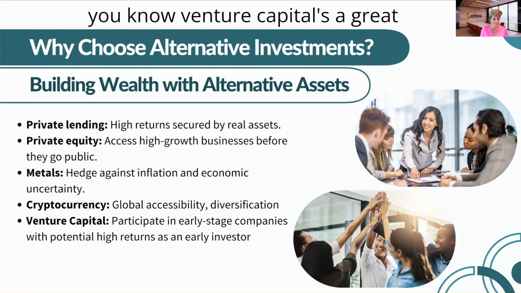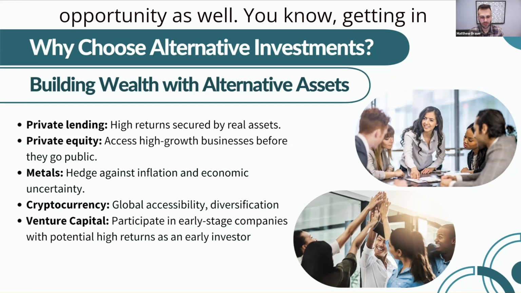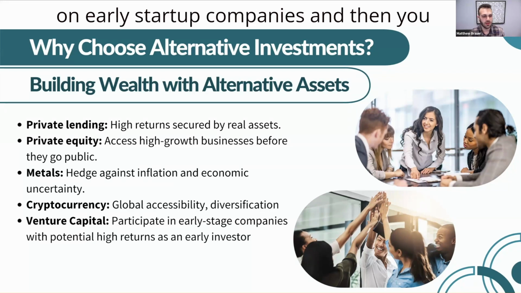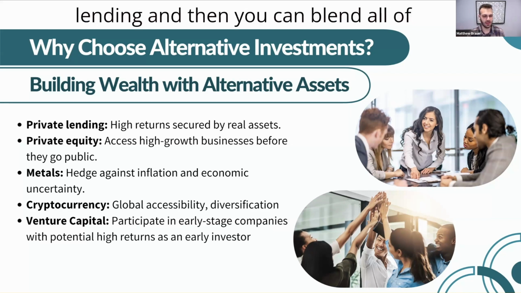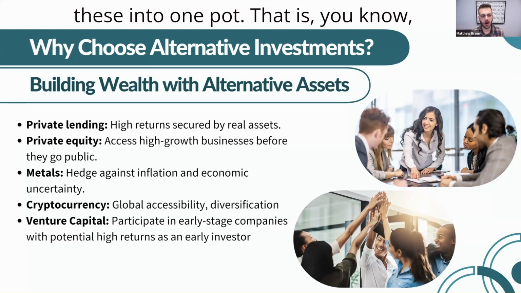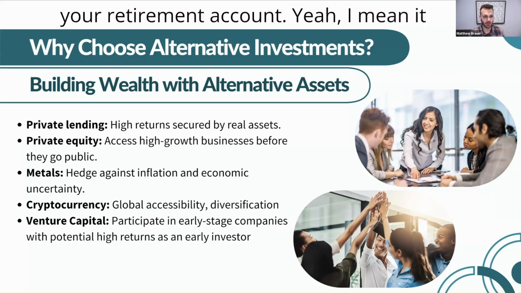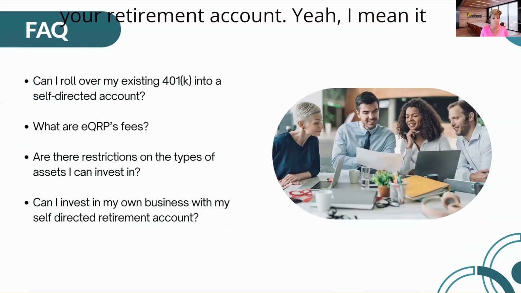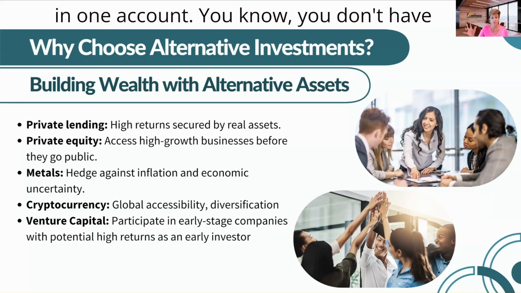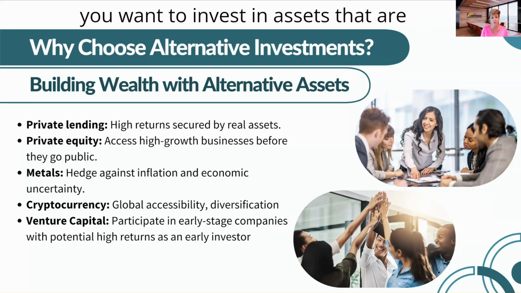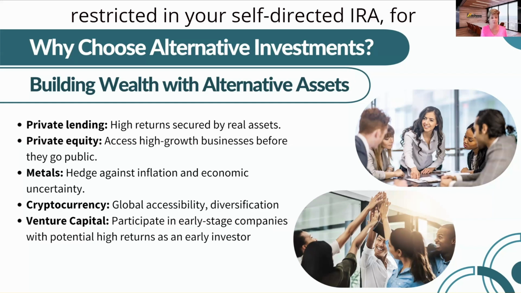And then venture capital is a great opportunity as well. Getting in on early startup companies, and then you can do something like venture capital, hedge with some metals, do some private lending. And again, you can blend all of these into one pot that is your retirement account. It makes for a diverse portfolio in just one account. You don't have to have all different accounts because you want to invest in assets that are restricted in your self-directed IRA, for example.